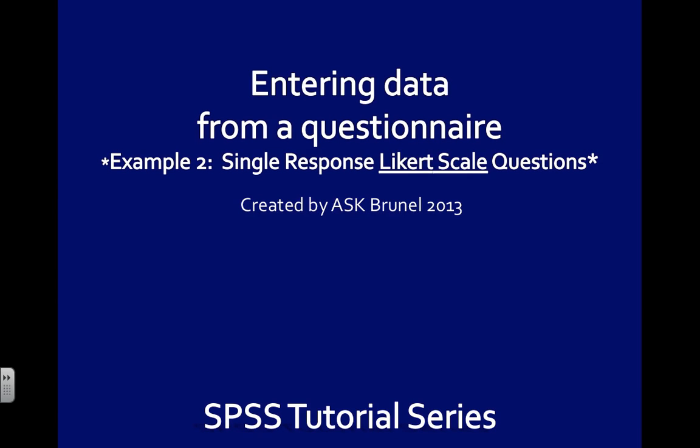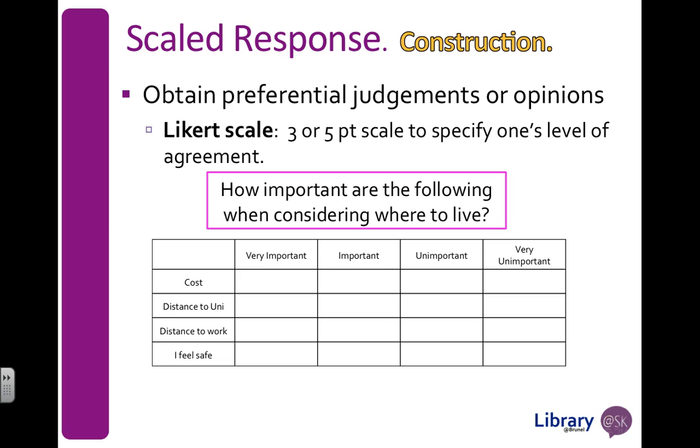We're going to have a look at another single response question type, a Likert scale. Now I said here a 3 or 5 point scale. I've actually put a 4 point scale on my screen because I wanted it to fit. So I've got very important through to very unimportant. And I have 4 items, and then my question is, how important are the following when considering where to live?